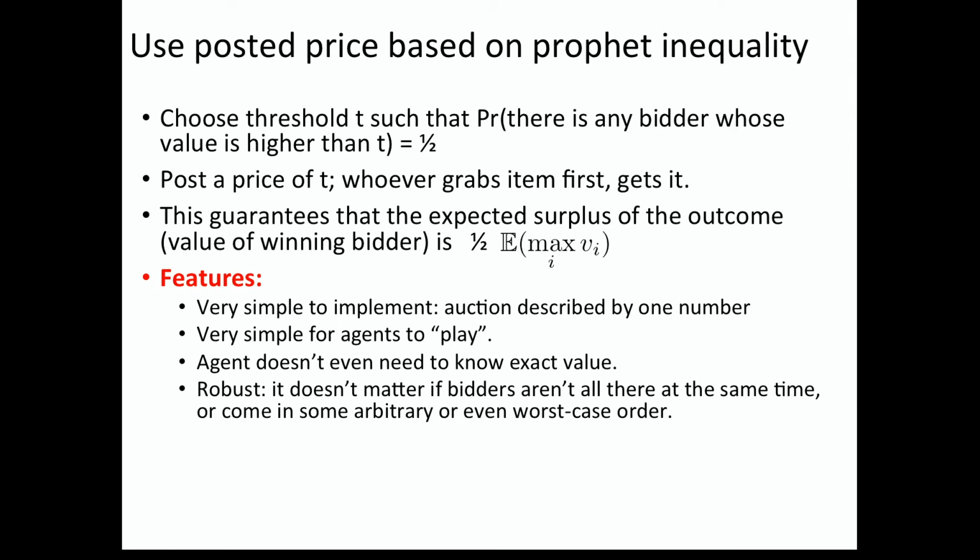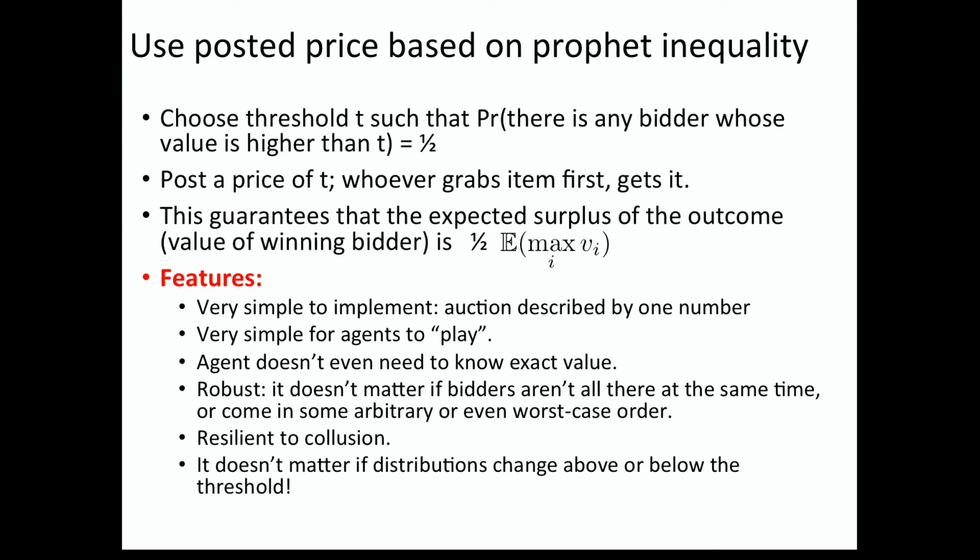It's robust in the sense that it doesn't matter if the bidders aren't all there at the same time or come in some arbitrary or even worst case order. It's resilient to collusion. There's nothing you can do now to collude. And one nice thing about this, which is the only reason I switched from the version Matt presented to this version, is that with this version, even if you change the distributions of the values above or below the threshold, it doesn't change the result. So it's robust in that sense too, allowing a variety of distributions.